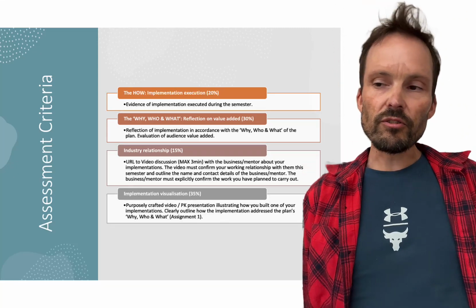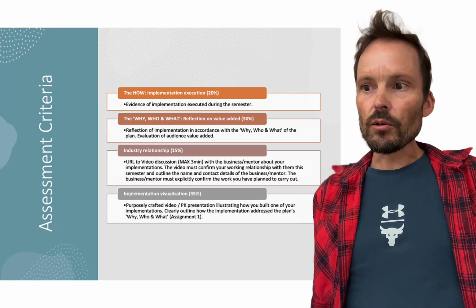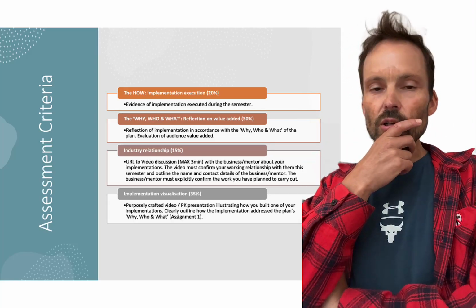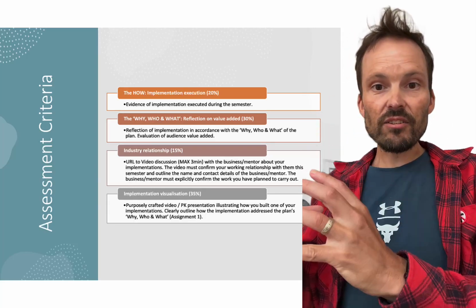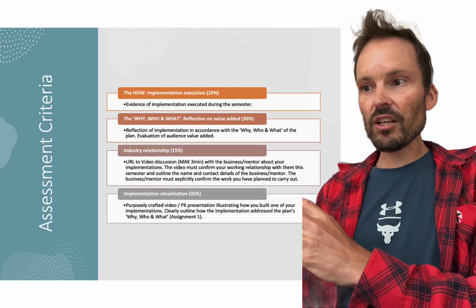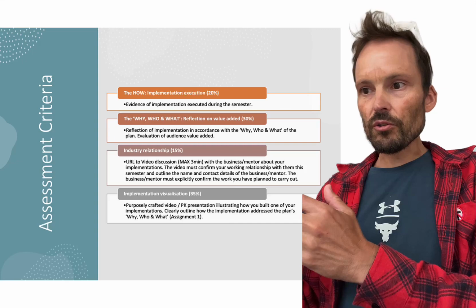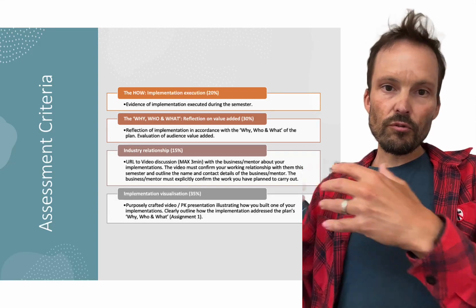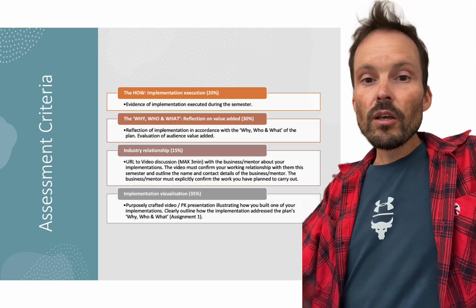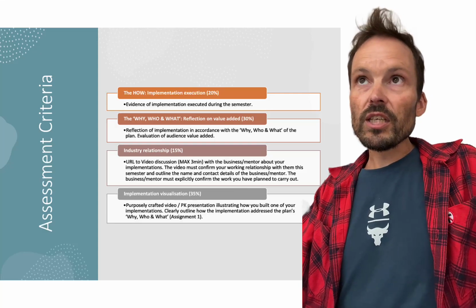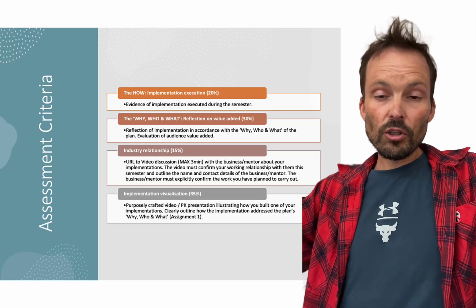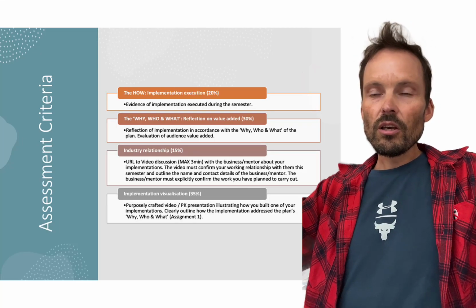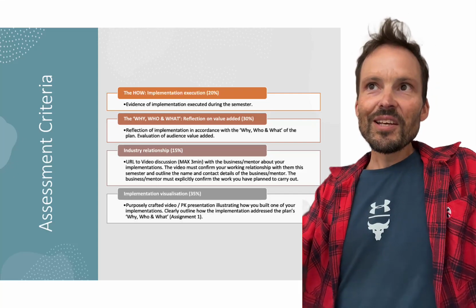So the first one there is the how, which sort of puts assignment 1 upside down in a way. So obviously the how is the tactics, so that's the tactical implementations that you actually did. So how did you execute those? So we want to see evidence of the implementations that you executed. So if you, for example, build content on Instagram, then I would expect to see screenshots of the new content that you built, perhaps screenshots of before and after to showcase, assuming that it was an existing page, if that's the case.